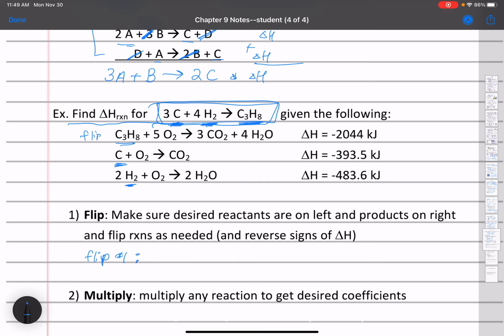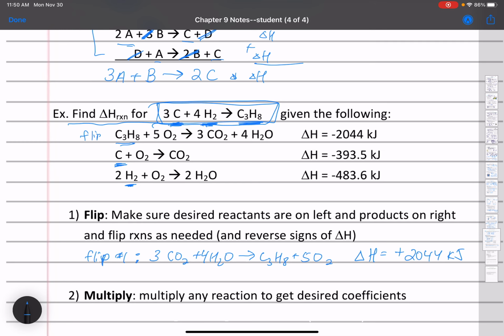So I'm just going to rewrite it out as 3CO2 plus 4H2O reacts to form C3H8 plus 5O2. And I'm also going to reverse the sign of the enthalpy.